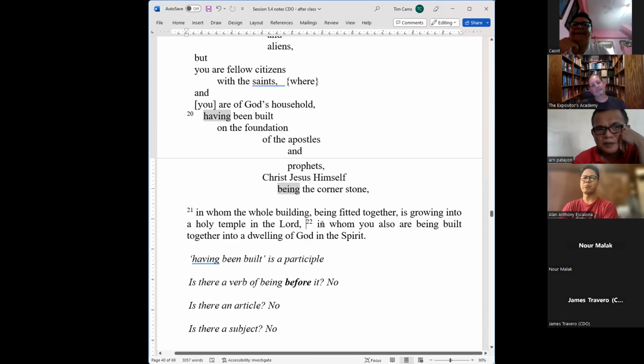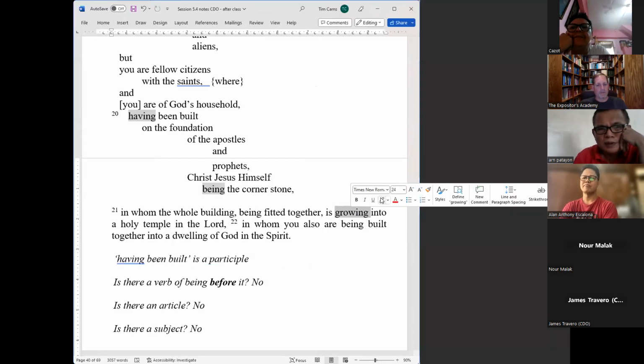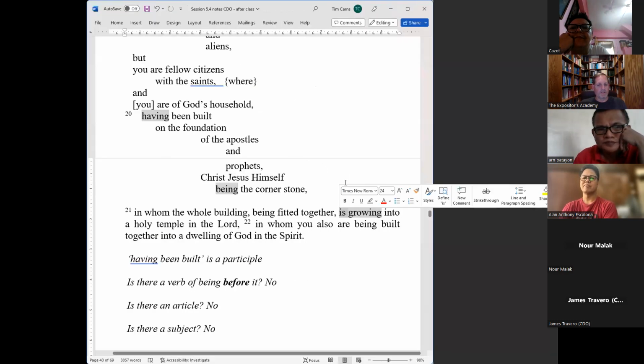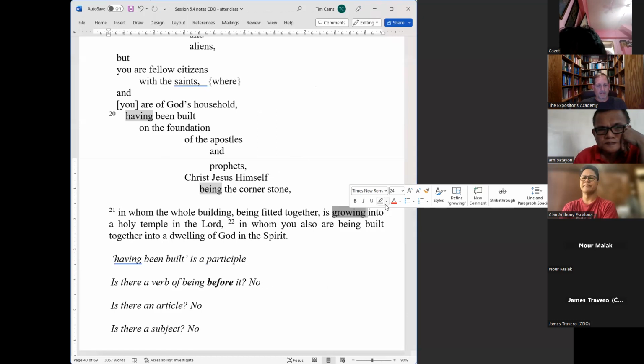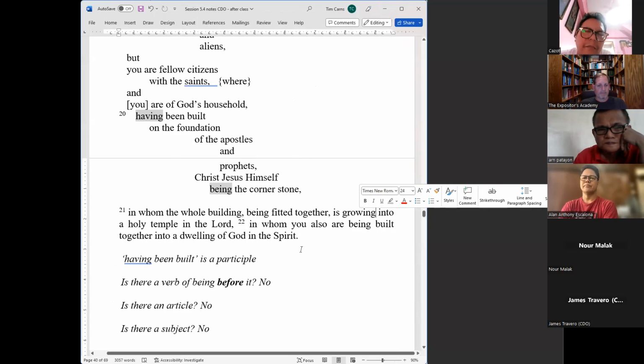Verse 21. Growing. Okay, we have growing here, but look in front of it. Is there a verb of being? Yes, there is. So it's not a participle, it's a regular verb. Okay. Any other in verse 21?